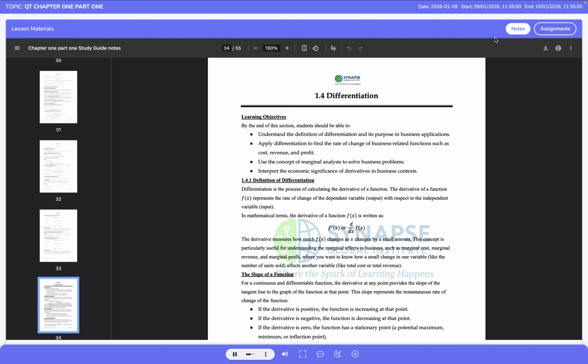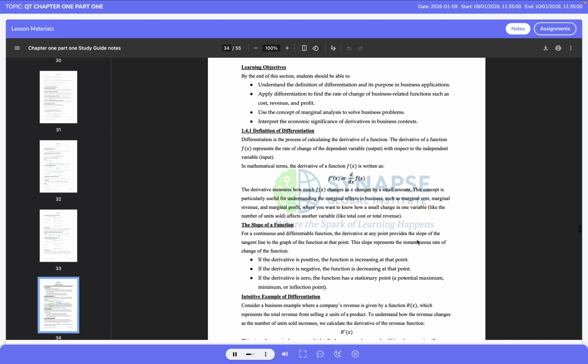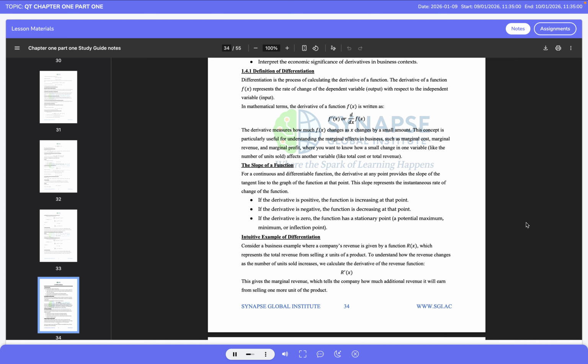For a function that is continuous and differentiable, the derivative at a particular point gives the slope of the tangent line to the graph at that point. This slope represents the instantaneous rate of change. If the derivative is positive at a point, the function is increasing there. If the derivative is negative at a point, the function is decreasing. If the derivative is 0, the function has a stationary point, which may be a maximum, a minimum, or a point of inflection. These interpretations are extremely important in optimization problems in business.